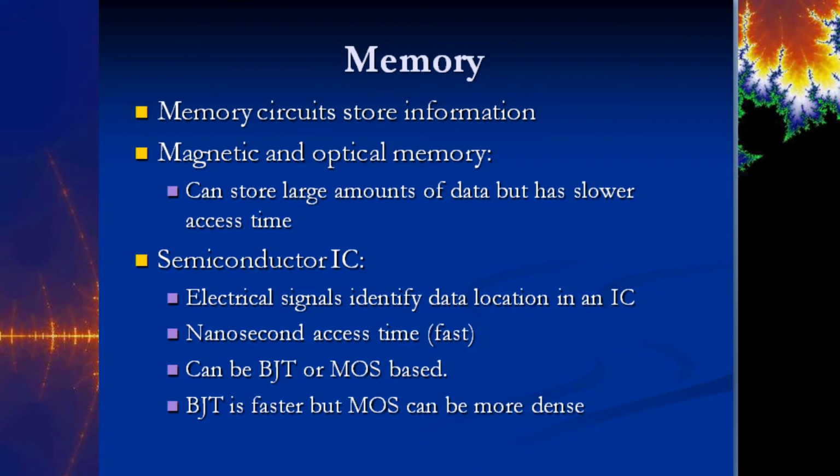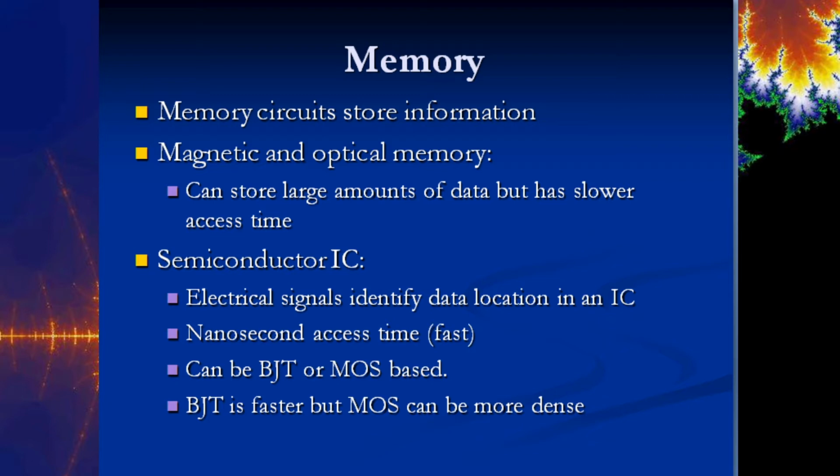So in general, magnetic and optical type memory is where we store larger amounts of data. But it has a slower access time because it actually has to go find that piece of the hard drive. The read write head has to go find it. Whereas a semiconductor IC can access those locations in nanoseconds, very, very quick. And this is typically what most people use to take files from one place to another.